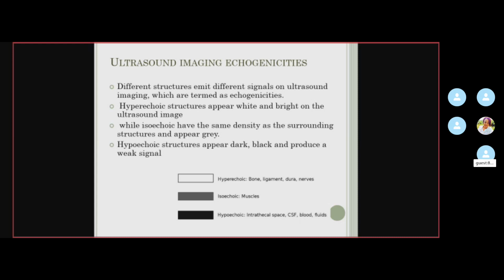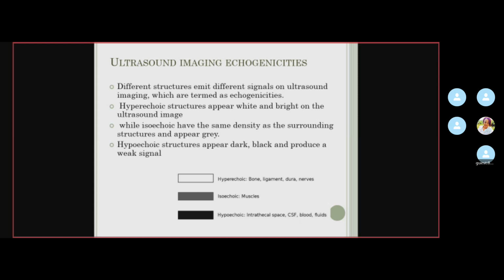The first one is the hyperechoic structure. Hyperechoic means it will appear white and bright on the ultrasound image. See the first box, it shows hyperechoic. Bone, ligament, dura, and nerves will appear hyperechoic. So from now on, you have to use the word hyperechoic whenever you are telling us it is white or bright. Bone will appear as hyperechoic. Whenever we get angry, we become hyper. So remember it that way: white means hyperechoic.